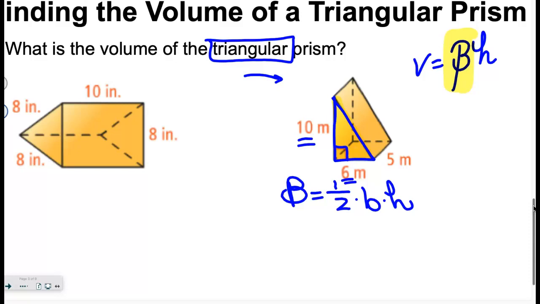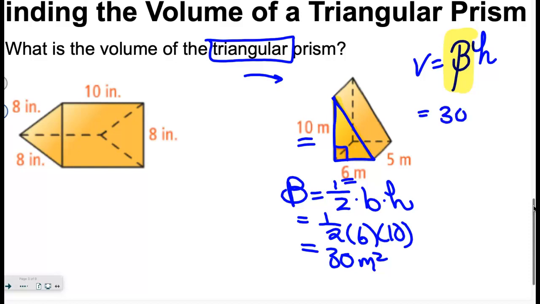Yep. All right, so sorry if you're watching the video, I had a phone call. I would do for the triangle, half of the base of the triangle times the height of the triangle. We can do that in our head. So the area of the base of that triangle is 30 meters squared. We're good with that, right? So I just go back up here and I plug it in. But what's the height of the prism?